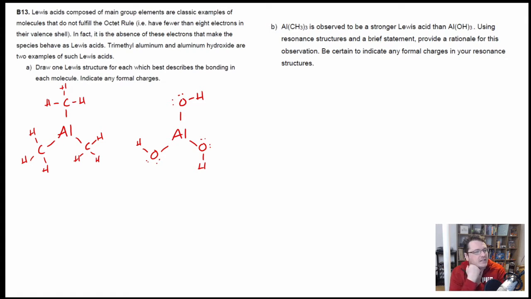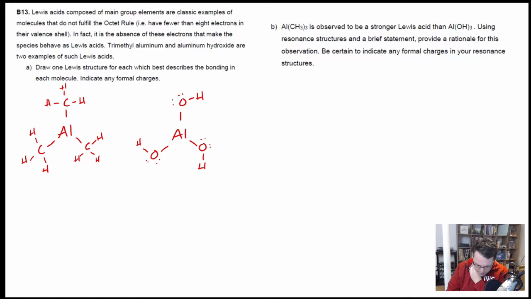Now, part B talks about trimethyl aluminum being a stronger Lewis acid compared to the aluminum hydroxide, and we can use resonance structures to make that argument. To be a Lewis acid, you have to have an orbital that's completely empty. In the case of the trimethyl aluminum, there's no way for us to draw any resonance structures where you start filling in that orbital, forming double bonds or triple bonds. Each one of those carbons has 4 bonding pairs around it and doesn't have any lone pairs, so there's no way to draw a resonance structure for those to go in. Whereas in the case of the aluminum hydroxide, that's not true.